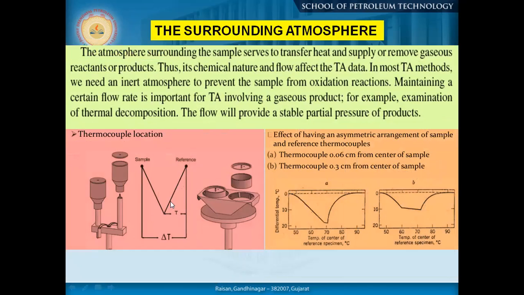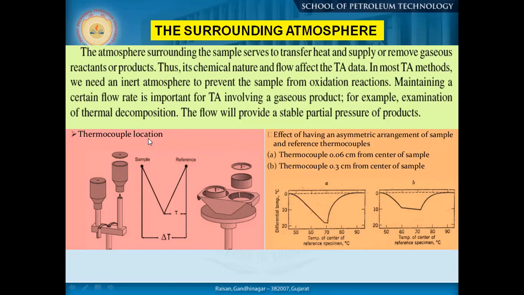If you just see, earlier you have your sample here in your reference frame here, and here is your thermocouple. So what is happening? The atmosphere around the samples as well as the thermocouple should be easily communicable. The atmosphere surrounding the samples starts to transfer heat and supply or remove gaseous reactants or products. So with increasing heat input, whatever gaseous product materials are coming here should be immediately removed from the system. Thus its chemical nature and flow affect the TA data. Flow means the purge gas or the inert gas we are flowing through it.